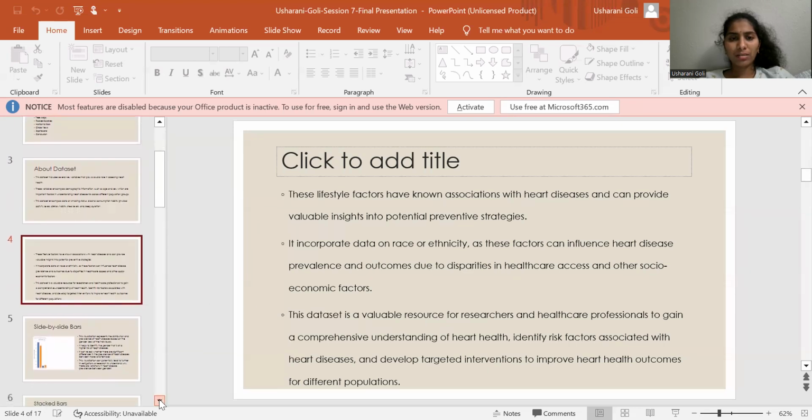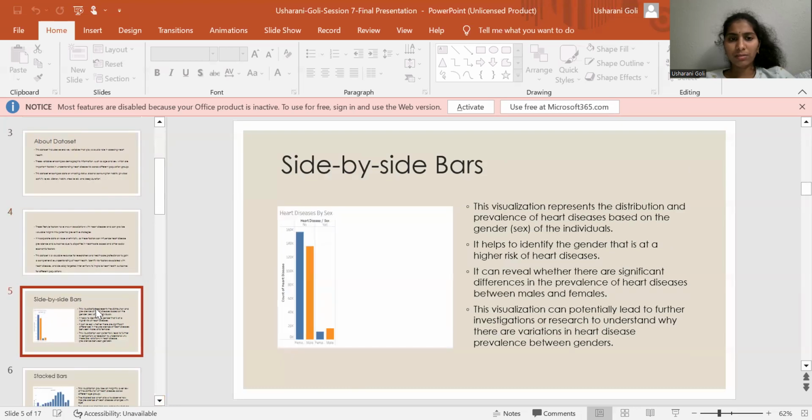Coming to the next slide, that is side by side bars. This is heart diseases by sex. The visualization represents the distribution and prevalence of heart diseases based on the gender of the individuals, and it helps to identify the gender that is at a higher risk of heart diseases. It can reveal whether there are significant differences in the prevalence of heart diseases between males and females, and it can potentially lead to further investigations or research to understand why there are variations in heart disease prevalence between genders.